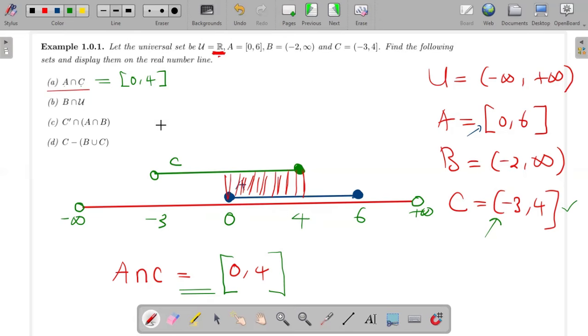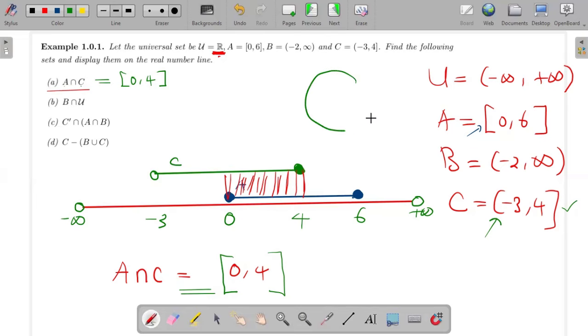So B is the simplest here because they are saying B intersection U, and U is the universal set. Okay, so when you get any set and then you intersect it with the universal set, the answer is always going to be that same set. Okay, I hope you've gotten that point. When you get any set, you intersect it with the universal set, the answer is going to be that same set. So I'll draw a picture to illustrate.